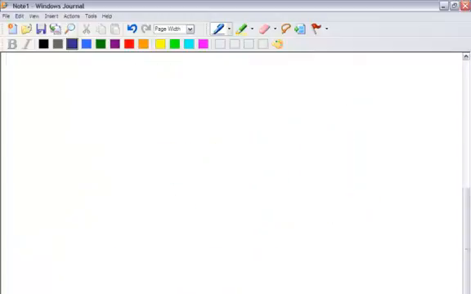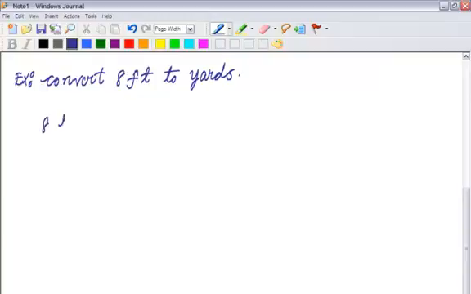Let's do another example, okay? Let's say you want to convert 8 feet to yards. So I will start with 8 feet, right? I will start with 8 feet, and I'm going to write 8 feet again.